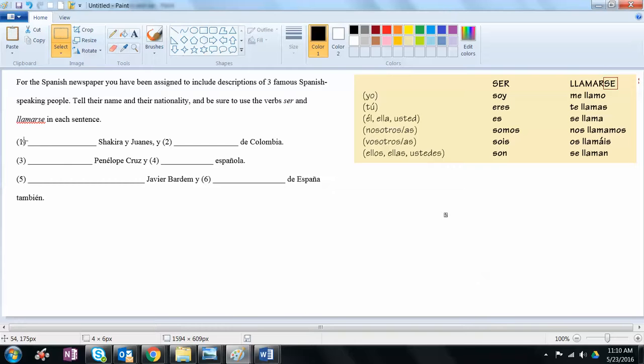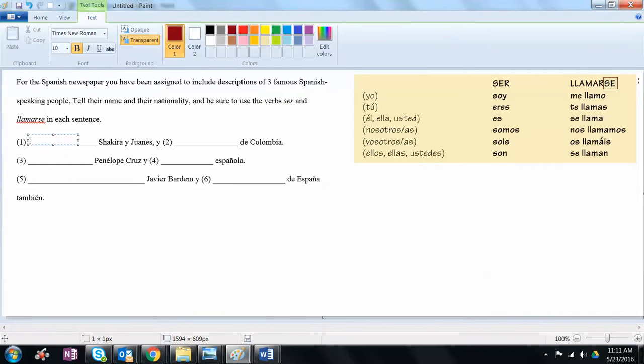So here, blank Shakira y Juanes. So it says, for a Spanish newspaper, you've been assigned to include descriptions of 3 famous Spanish-speaking people. Tell their name and their nationality. When you tell their name, you can use ser or llamarse. When you talk about their nationality, it's only going to be ser. Because you can't say, I call myself Colombia. You would want to say, I am from Colombia. But you can say, I am Shakira. I call myself Shakira. So here, who calls themselves Shakira and Juanes would have to be they. So you could either look at ser and say son Shakira y Juanes, or you could do se llaman, they call themselves Shakira y Juanes.